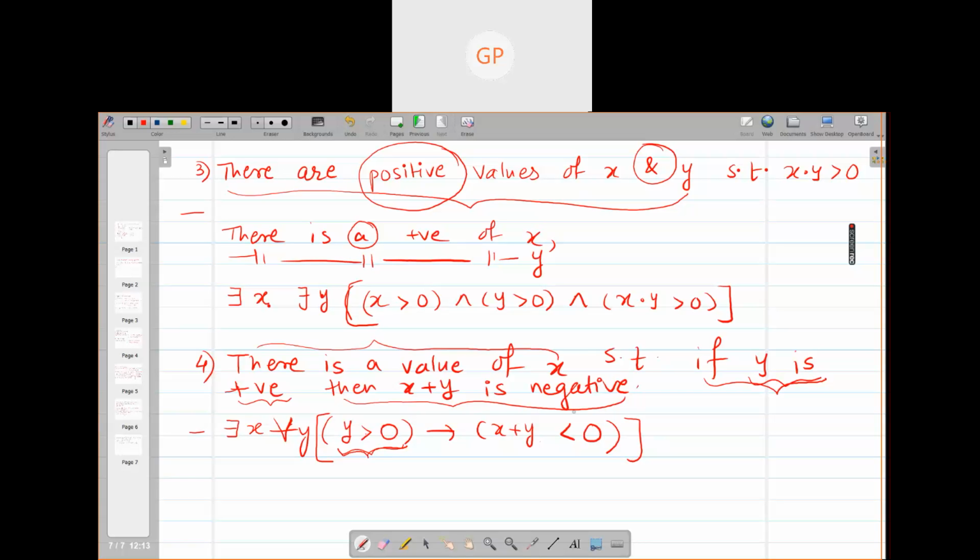Yes, ma'am. This is how you translate the given statements. We will have some more, okay? And we will have negations also. So if word problems are given, then how to find out negations? That we will see now.